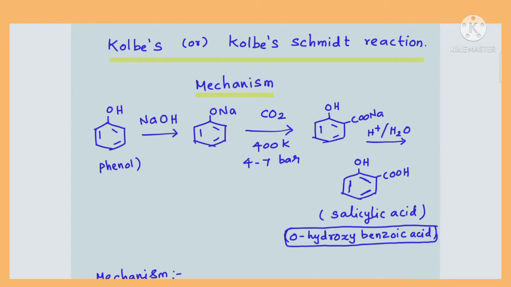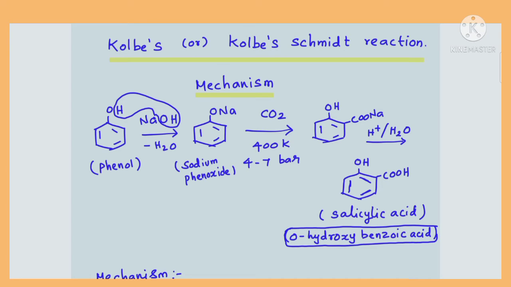When phenol reacts with sodium hydroxide, the H plus from phenol and OH minus from sodium hydroxide will be removed as water, so minus H2O, which results in the formation of a compound, a benzene ring with ONa. This compound is called sodium phenoxide.